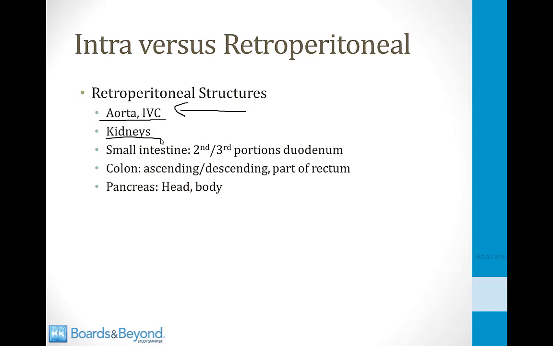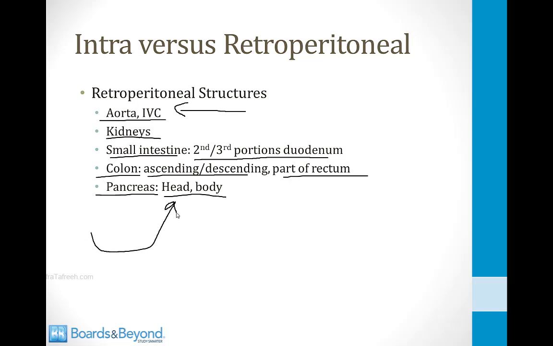The kidneys are retroperitoneal organs, and so are the portions of the small intestine, colon, and pancreas that I did not mention on the last slide. In the small intestine, the distal 2/3 of the duodenum are retroperitoneal. In the colon, the ascending and descending colon are retroperitoneal, and so is a portion of the rectum, like I said before. And then finally, in the pancreas, the head and the body are retroperitoneal. And this is important on your surgical rotations. Many cancers of the pancreas occur at the head, and in order to operate on them, the surgeon needs to get all the way to the retroperitoneal space.